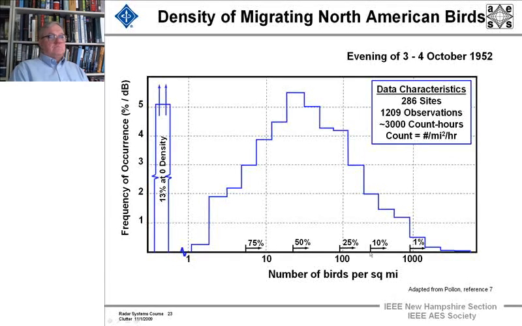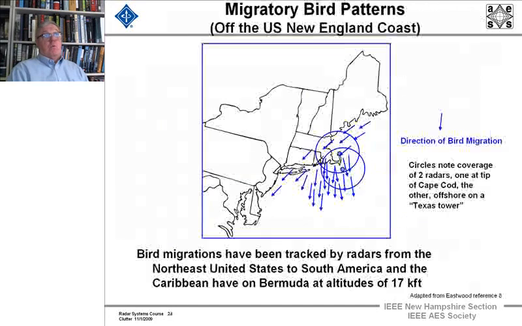10% of the time we were getting probably 250 birds per square mile. Half the time migrating with about 25 birds per square mile. And if you think of a radar that's, say, 100 miles by 100 miles for a longer range radar, that's 10,000 times these numbers. So it's an area effect that can greatly, particularly during a migrating season, it gets overwhelming.